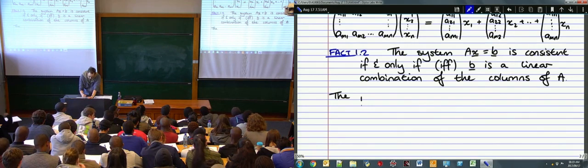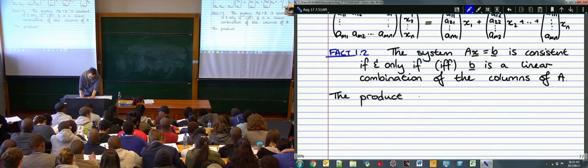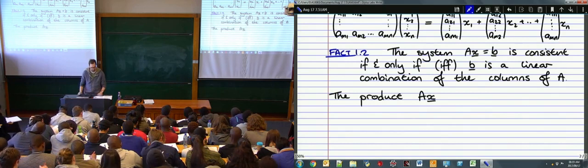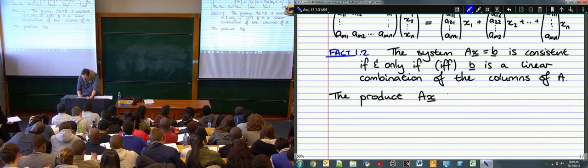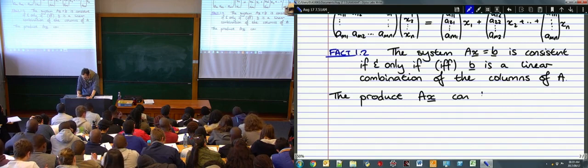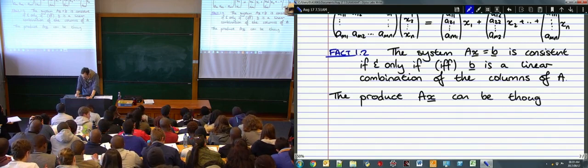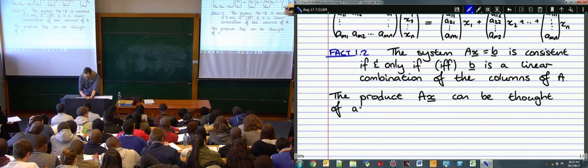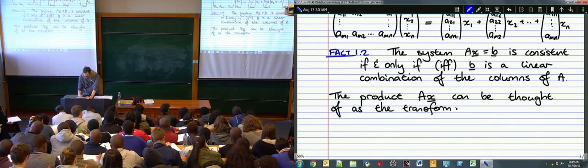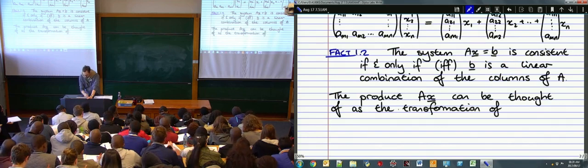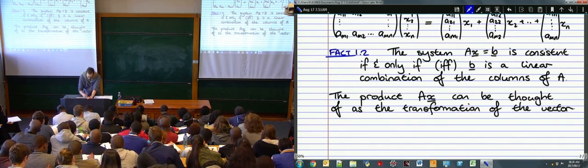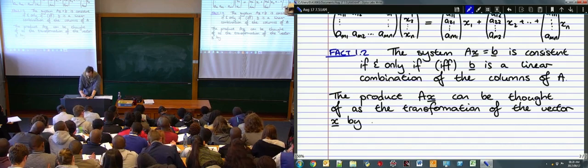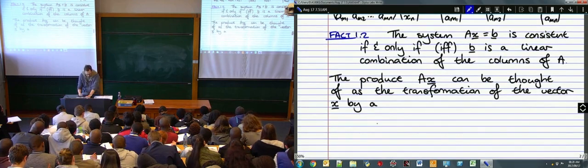The product AX can represent a transformation of the vector X by A.